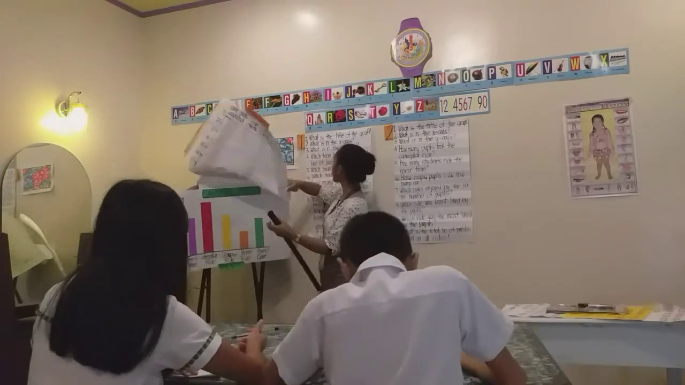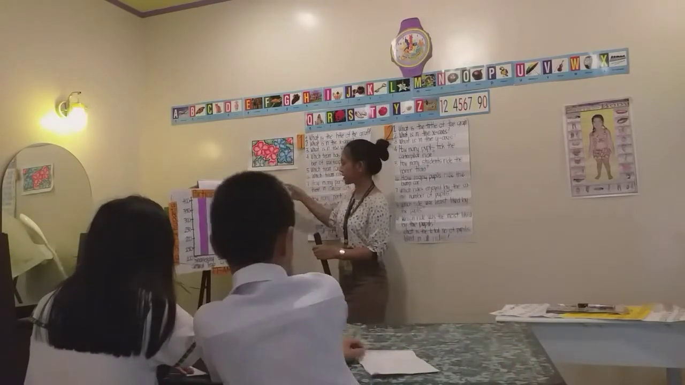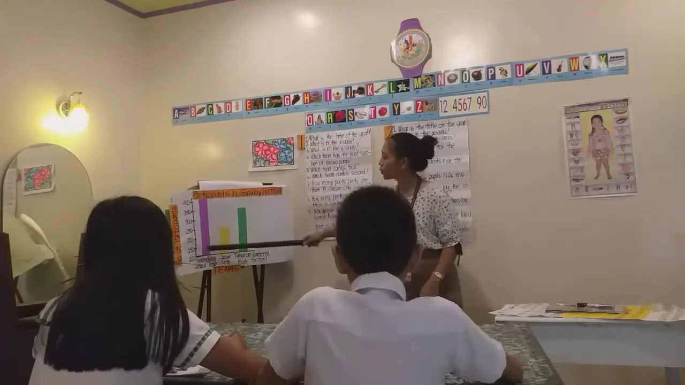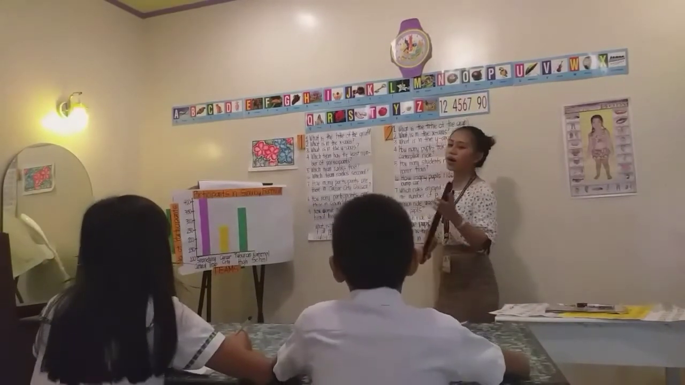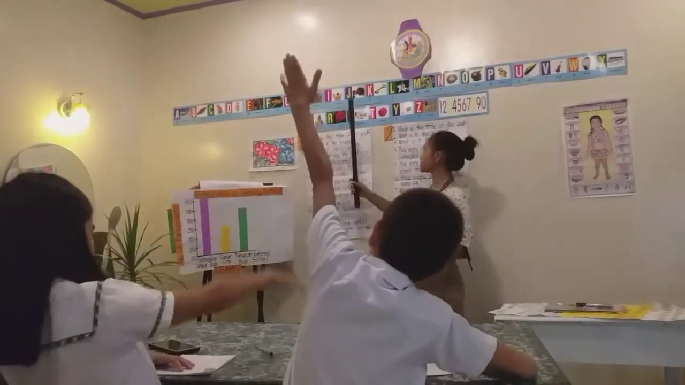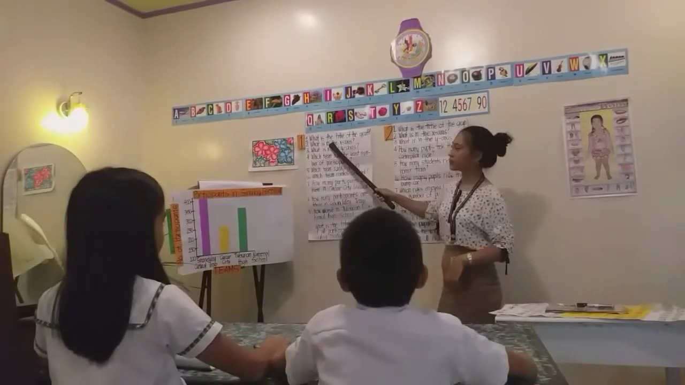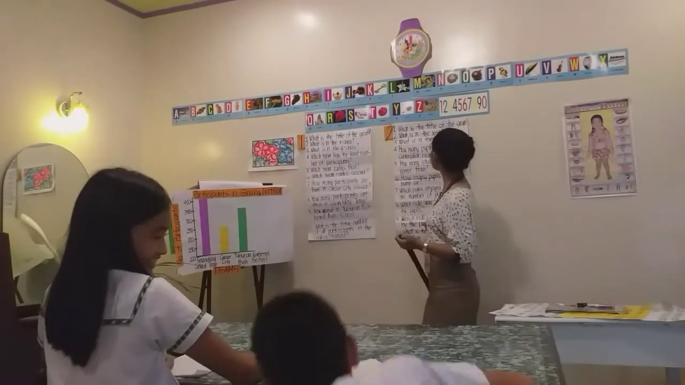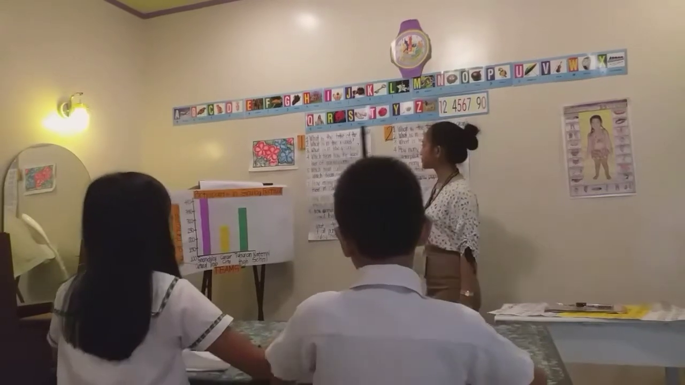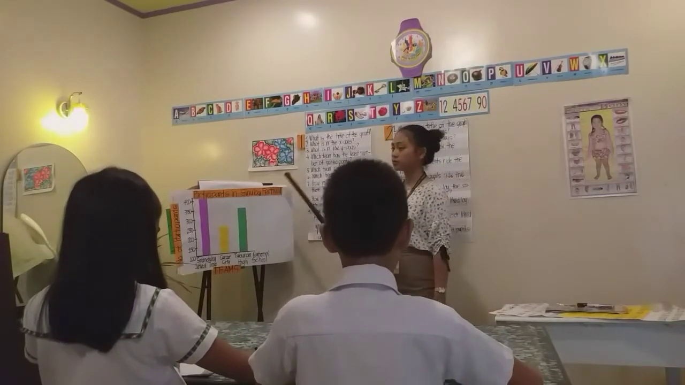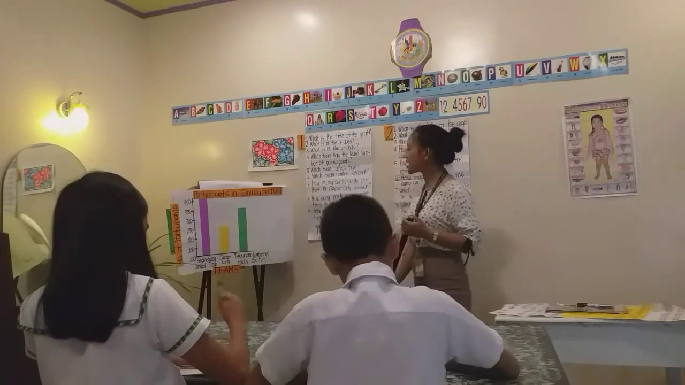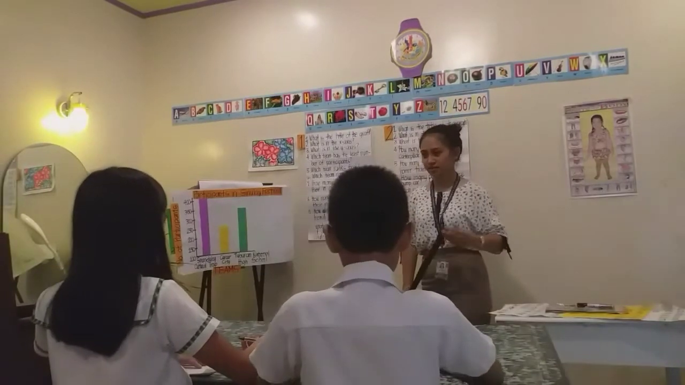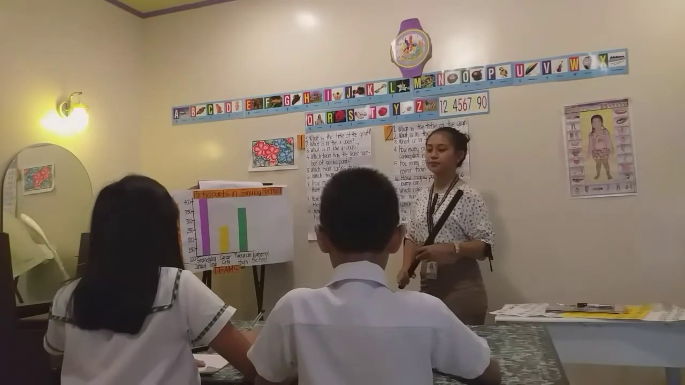We're going to check first the graph number 1. Please be quiet, class. Okay, number 1. Who wants to answer number 1? Yes, Rafa. What is the title of the graph? Participants in Sinulog Festival. Okay, participants in Sinulog Festival. Give 2 points in number 1.